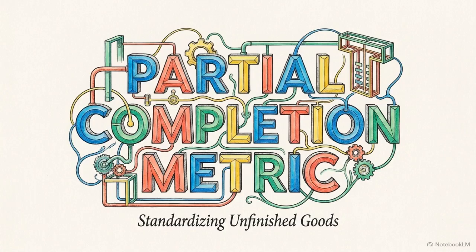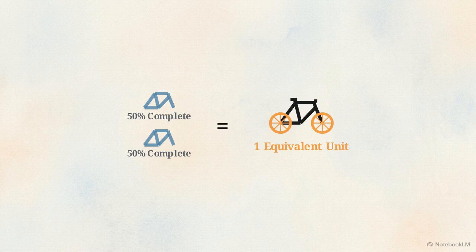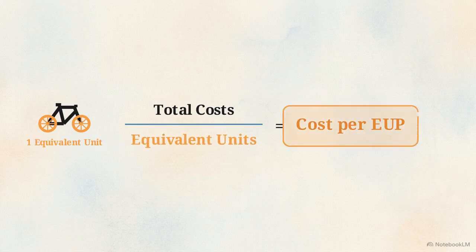To restate this unfinished inventory accurately, accountants use a specific mathematical solution, equivalent units of production, or EUP. EUP calculates the exact number of fully complete units that could have been produced using the actual inputs consumed by the incomplete units. By taking the total costs and dividing them by these equivalent units, departments can determine a highly accurate cost per unit for the period.